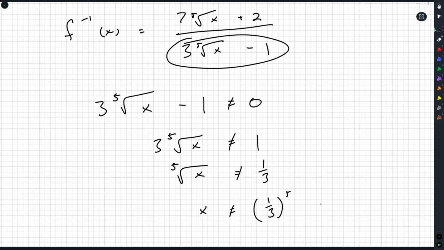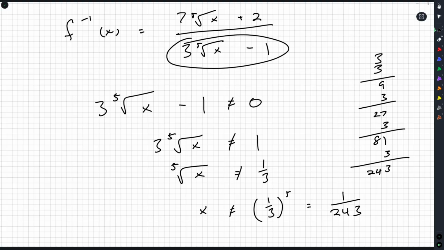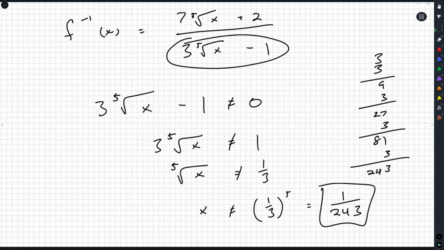Okay? It's fine to leave it like that, I would say, but you can multiply it out. So 3 times 3 is 9, times another 3, 27, times another 3, 81, times another 3, 3 times 8, 24, so 243. There's absolutely no harm in actually working out what that is. It's 1 over 243, or 1 243rd, but x can't be that. Every other number is allowed. So anything other than that is fine.